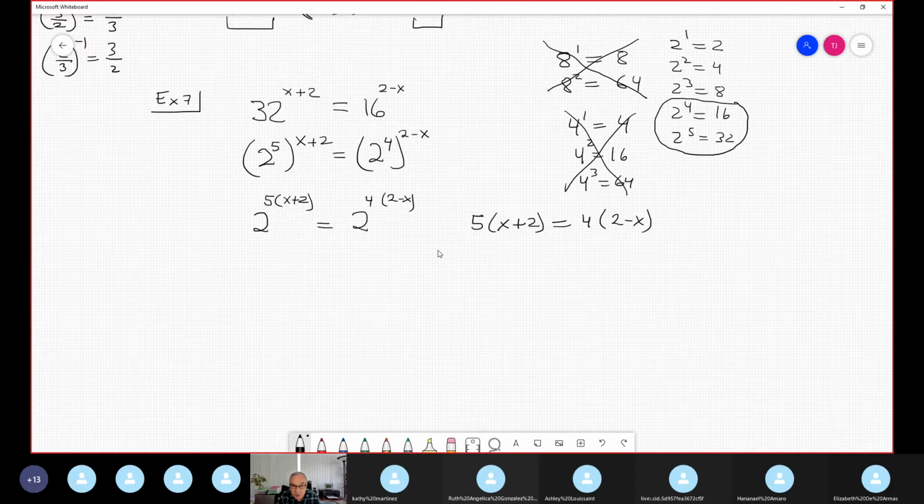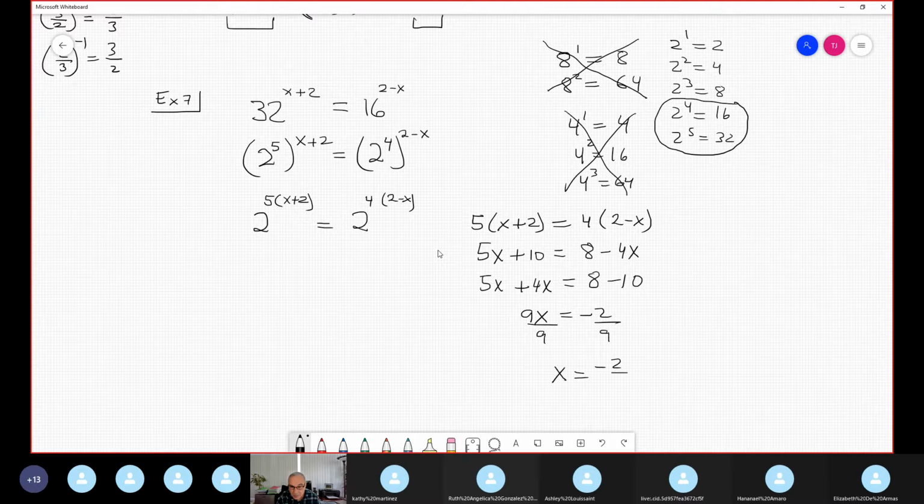This is a linear equation, easy to solve. 5x plus 10 equal 8 minus 4x. Okay, 5x stay here, plus 4x I bring to the left. And stay minus 10. Okay, this is the manipulation. This is 9, and this is negative 2. Divided by 9, both sides. X is equal to minus 2 over 9. Final answer. I'm checking in my paper. Yes, perfect. Good, very good. Do you understand very well or no?